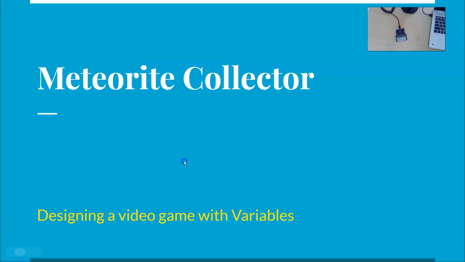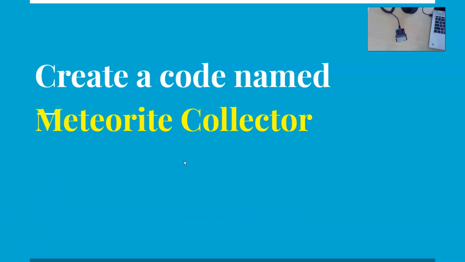So the first thing that I need you to do right now is create a code named the Meteorite Collector. All 3 days are going to be put into this one code. Each day we're going to be adding to our code, so make sure that you're following along and going through. You can pause the video here and then we're going to move on to the next.